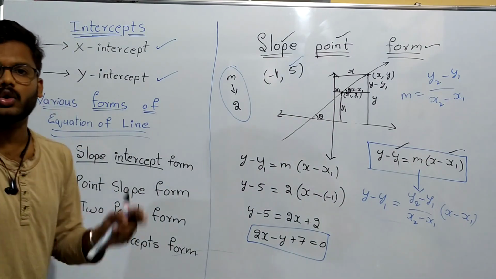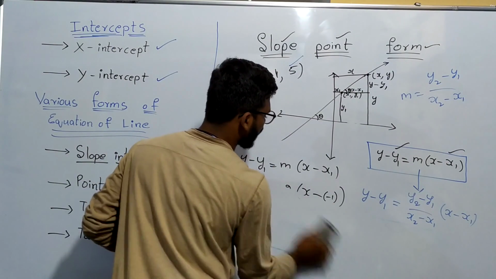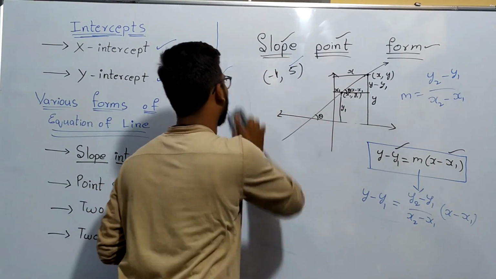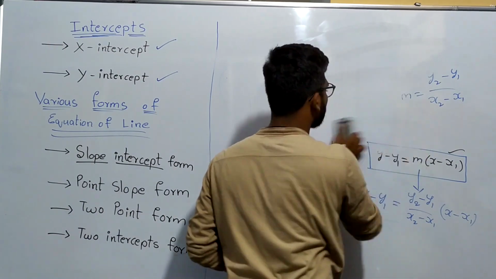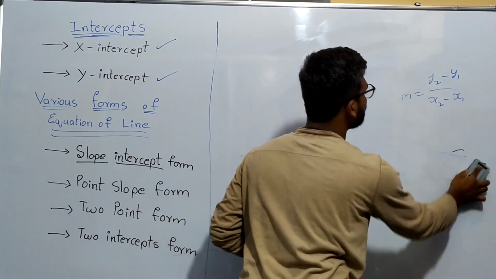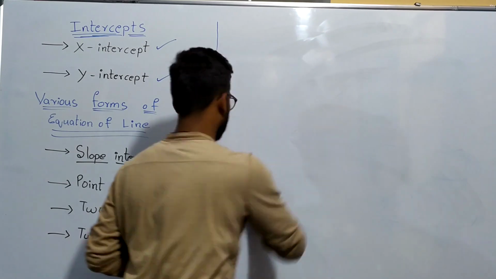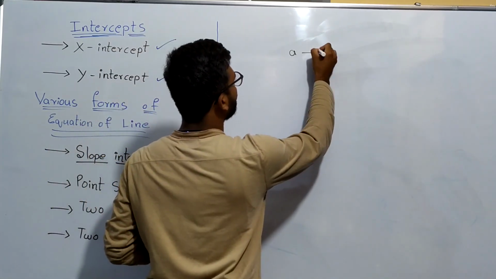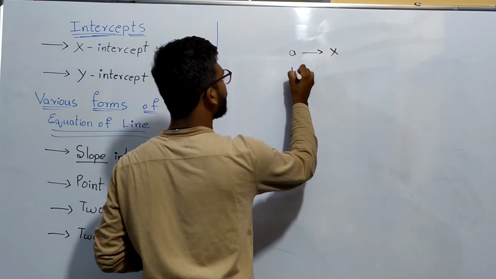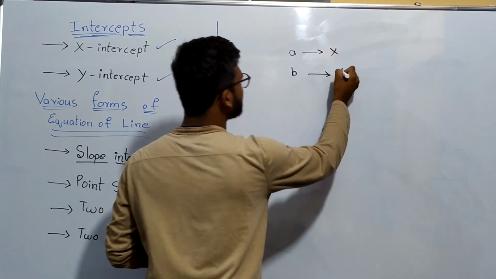In the same way, let us see the final one. If we know 2 intercepts, see how we can find the equation of line if we know both the intercepts. What are they? X intercept and y intercept, right? So, two intercept form. Let a be x intercept and b be y intercept.